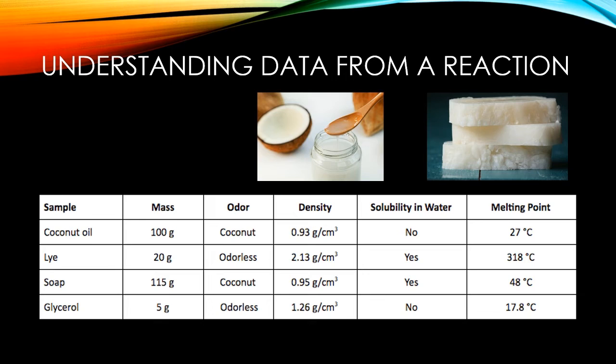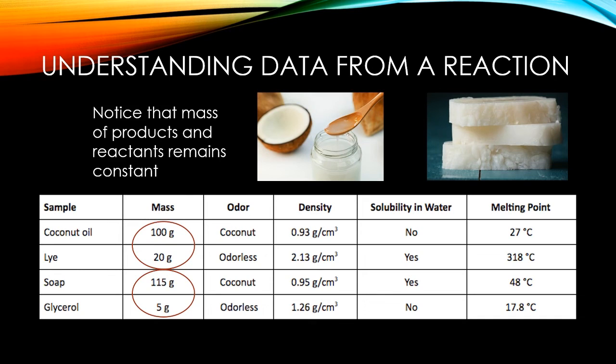So I started out and I had coconut oil and I mixed it with lye, and that created soap and glycerol, okay? I wrote down here my masses. So I started out with 100 grams of coconut oil, 20 grams of lye. My products in the end, I created 115 grams of soap and 5 grams of glycerol. Now, if you notice, 100 plus 20 gives me 120 grams. 115 plus 5 grams gives me another 120 grams.